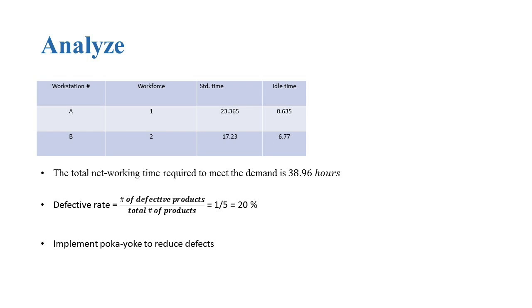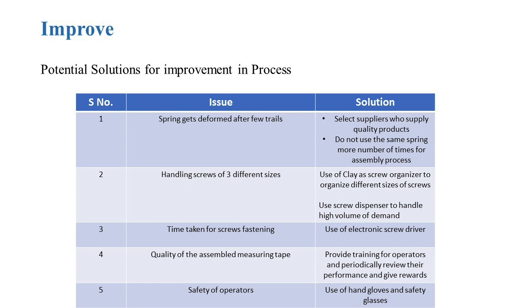Poka-yoke is a lean manufacturing process that helps an operator to avoid mistakes. The operators were given training to prevent mistakes in the assembly process and to maintain a smooth flow. These issues were improved in our project and are presented in the following slides.